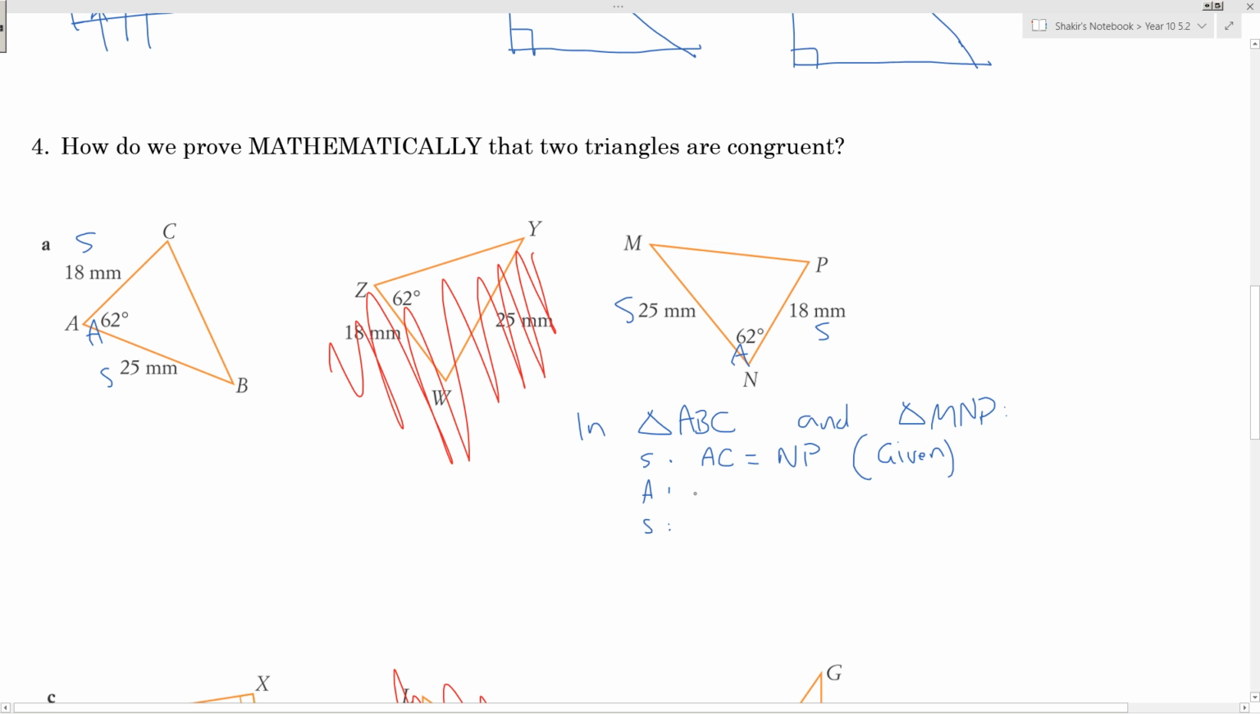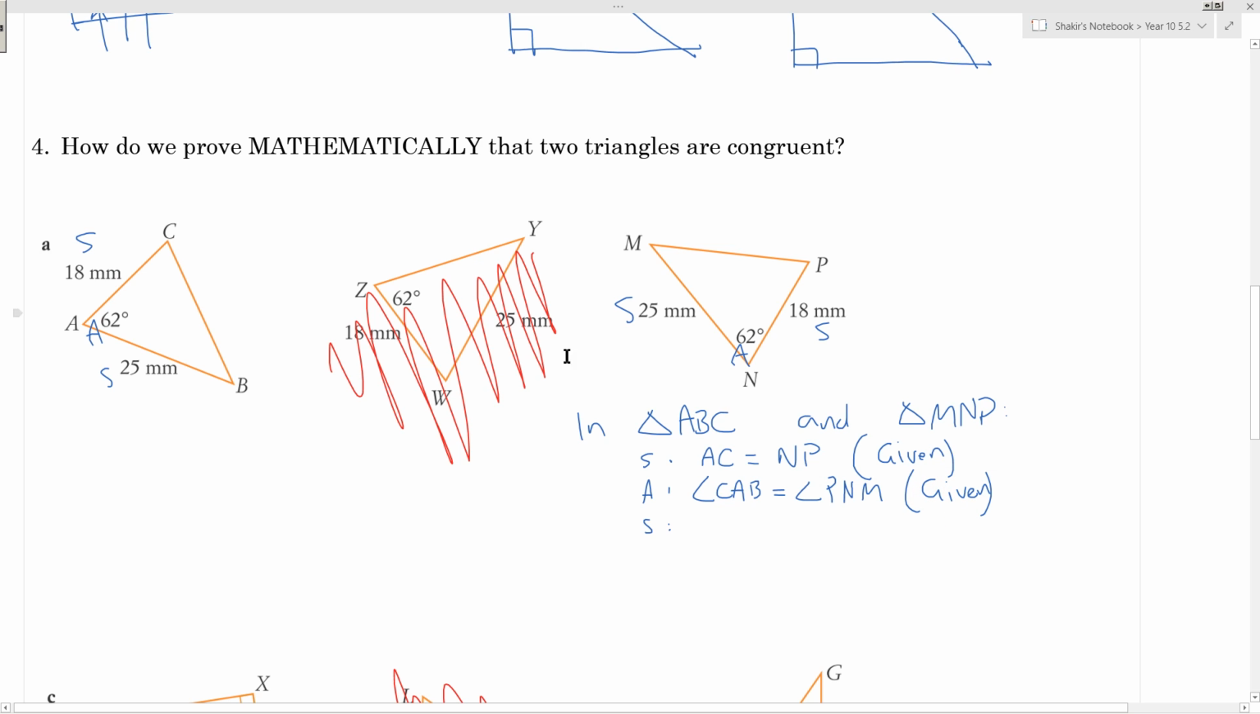So angle CAB is equal to angle. Now notice that CA was the 18, so we do have to write P, N, M. And again, it's just been given to us, so we just write given.